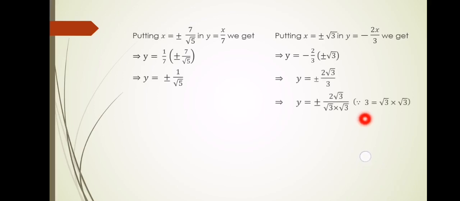For this, since we know that 3 can be written as root 3 multiplied by root 3. So in place of this 3, we have written root 3 multiplied by root 3. 1 root 3 in the denominator will be cancelled out with 1 root 3 in the numerator, and we will just get y is equal to plus minus 2 divided by root 3.